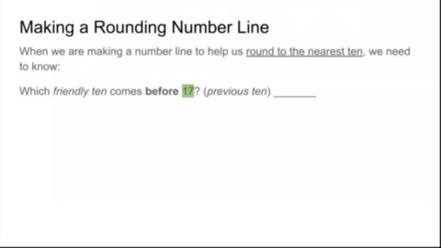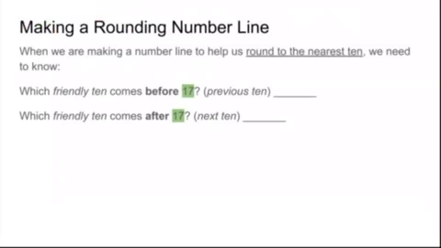Now, when I say 10 here, Miss Patrick doesn't mean the number 10. I mean a group of 10. So like 10, 20, 30, 40, and so on. So when I say a friendly 10, that's just a group of 10s. If you were going to build it with base 10 blocks, you would just have your 10 rods. You wouldn't have any ones cubes, because we're talking about just groups of 10. So we're thinking about what group of 10 comes before 17 when we're counting. And we're also thinking about what friendly 10 comes after 17.